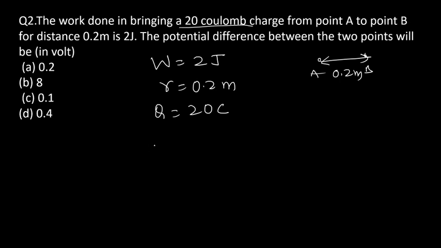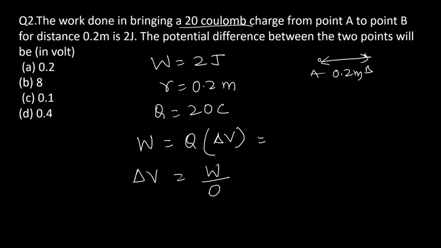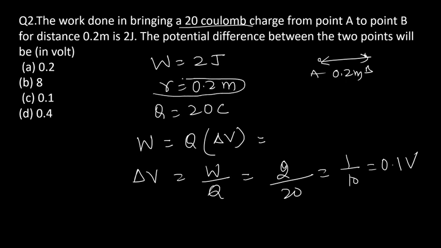Potential difference. What is potential difference? Since we know that W equals Q into potential difference, so potential difference is equal to W upon Q. And W is 2 joule and Q is 20. So it is 1 upon 10, that is 0.1 volt. So there is no requirement of this quantity. So the answer will be 0.1 volt.